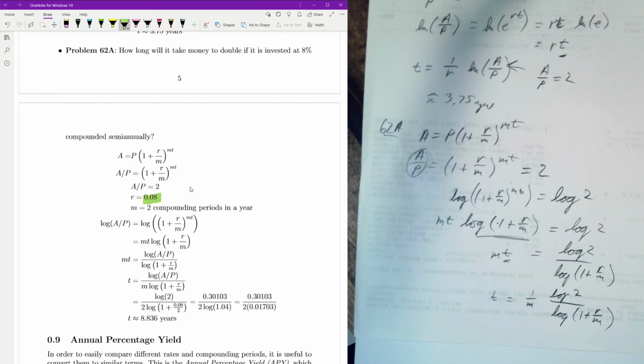Now, I recommend doing this in smaller steps. So write this down, and then solve what you have inside your parentheses, and then calculate the logs, and then divide that by 2. And you'll end up with 8.836 years.